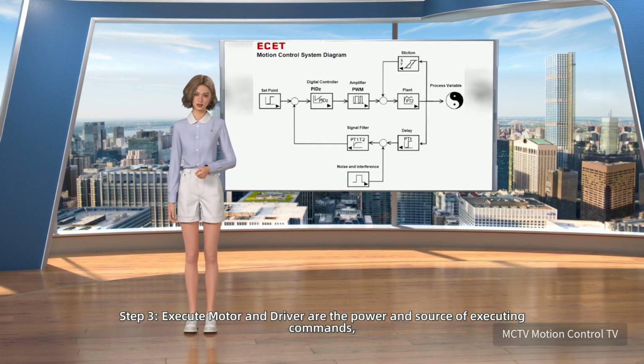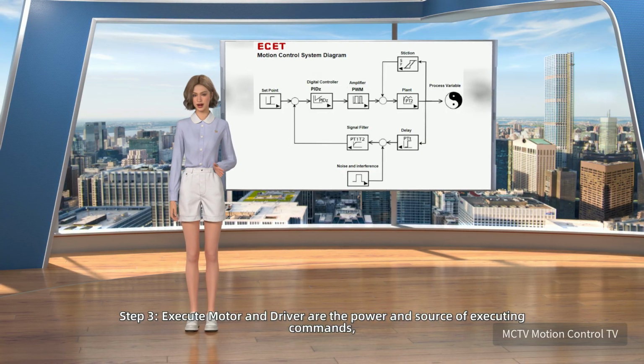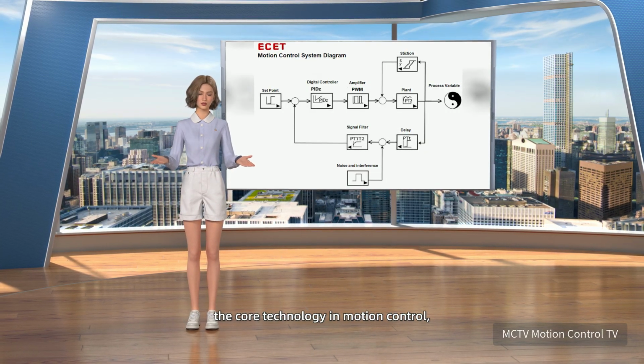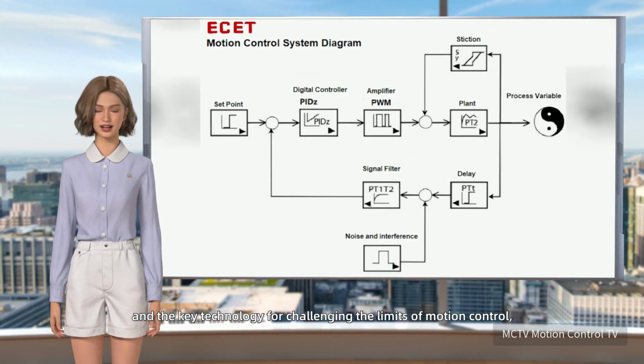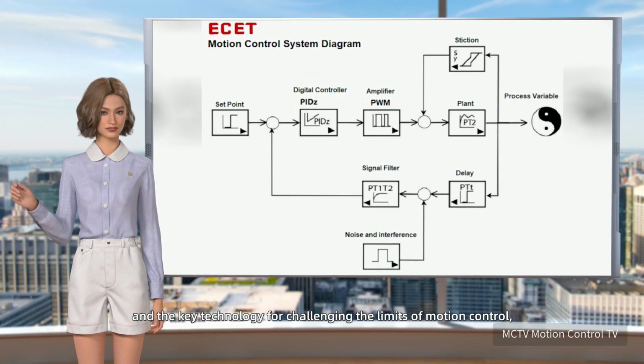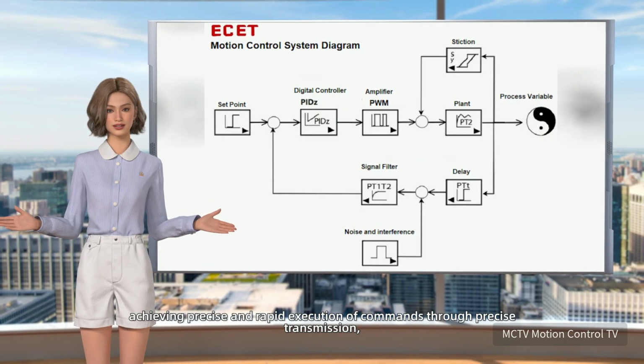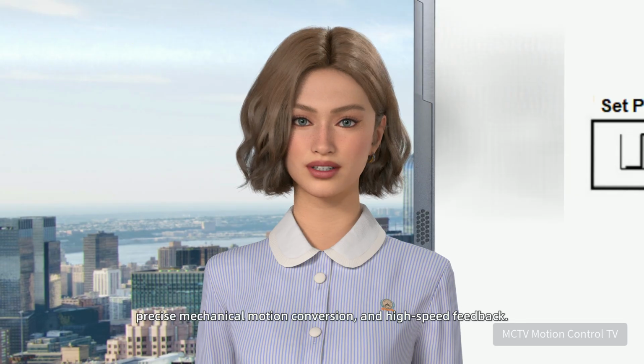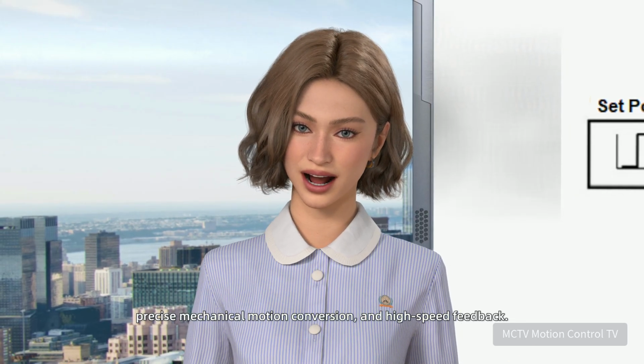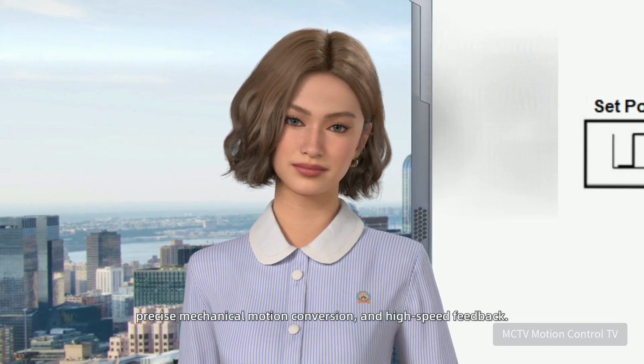Motor and driver are the power and source of executing commands, the core technology in motion control, and the key technology for challenging the limits of motion control, achieving precise and rapid execution of commands through precise transmission, precise mechanical motion conversion, and high-speed feedback.